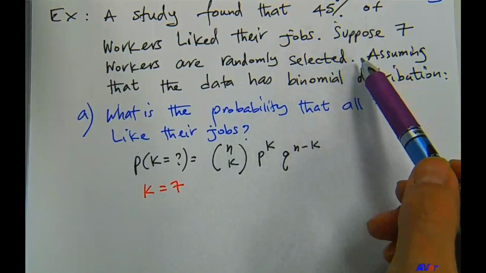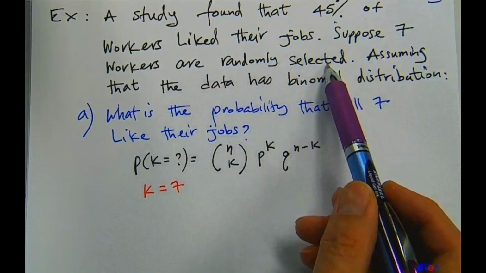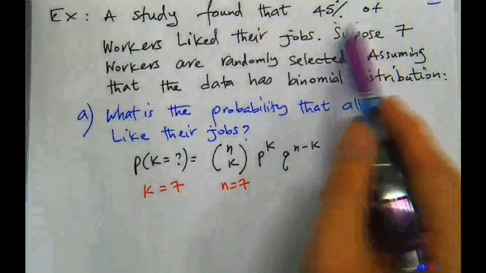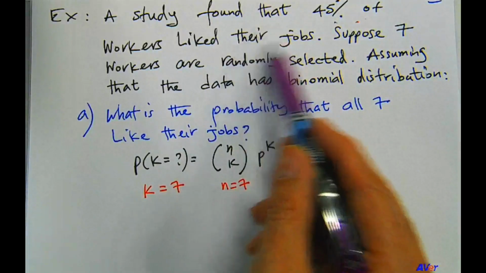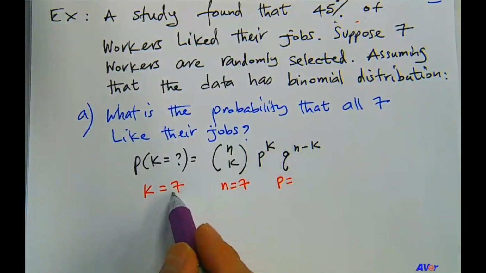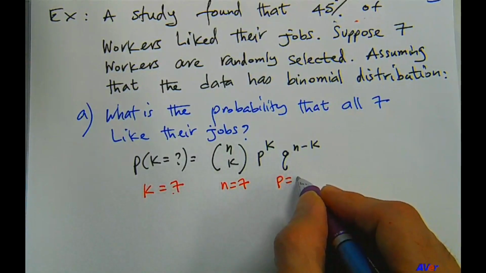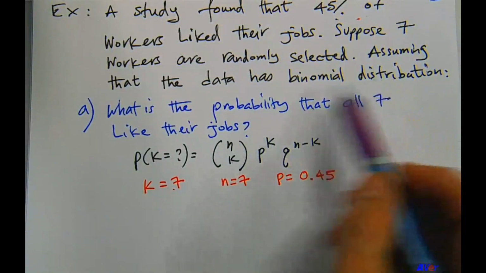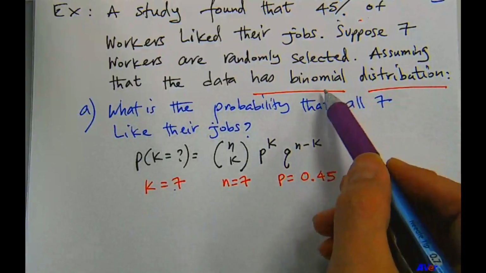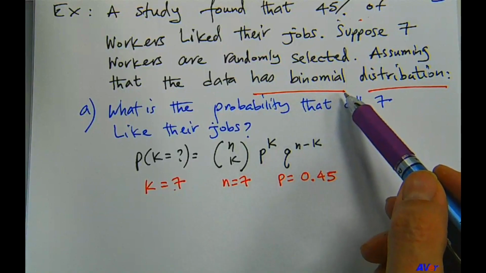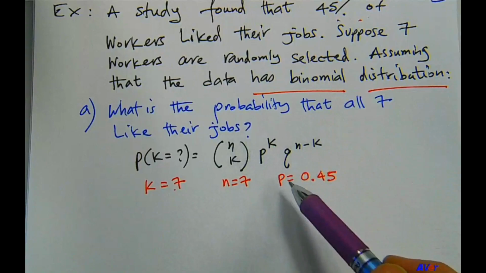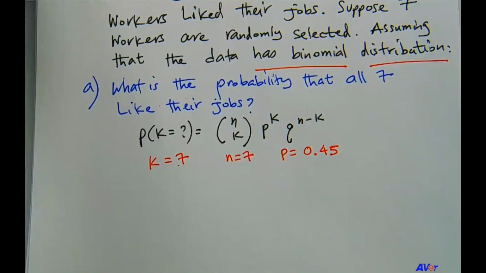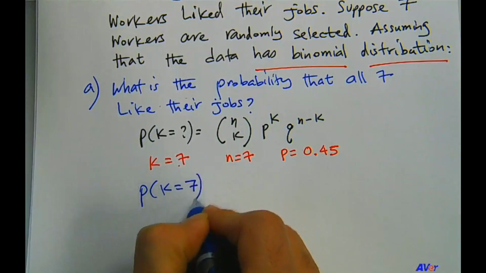So what is the value of n? Notice that 7 workers were randomly selected, so that is n. And 45% of the workers traditionally reported that they liked their jobs. So P, that's the probability of success, right? The probability of someone liking their job, and that is 0.45. We have to convert this to decimal form. So assuming that the data has binomial distribution, that means we assume that all the assumptions for the binomial probability model have been satisfied, then what is the probability that all 7 like their jobs? So then the question for us is, what is the probability of k equals 7?